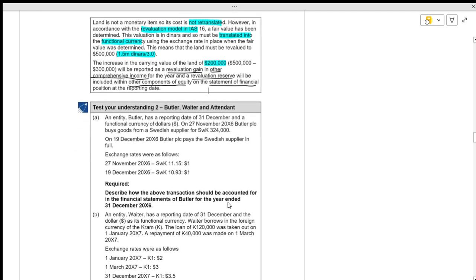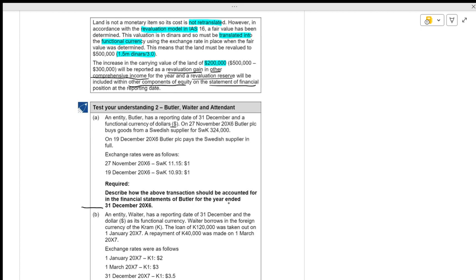Now, test your understanding. There are three different situations. An entity, Butler, has a reporting date of 31st December and its functional currency is the dollar. They are given the functional currency.